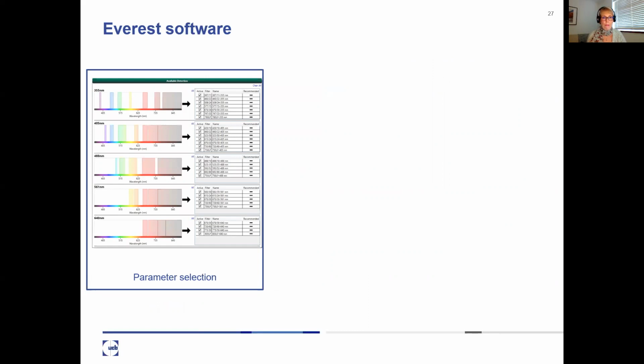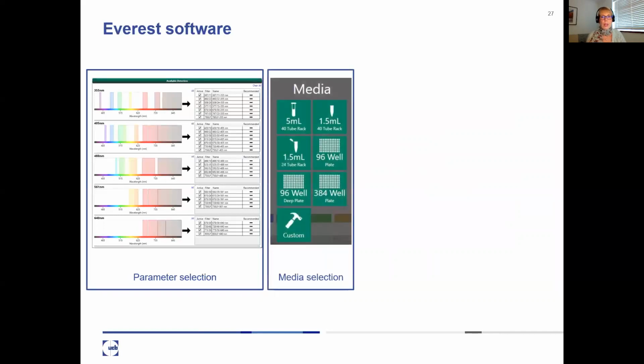On our instrument, we have 5 lasers and 27 fluorescent parameters and 3 scatter parameters. And while high throughput is plate-based, there's the option for running 45 mil tubes or 40 1.5 mil tubes or 24 1.5 Eppendorf tubes. And changing between media is literally as easy as clicking a button.